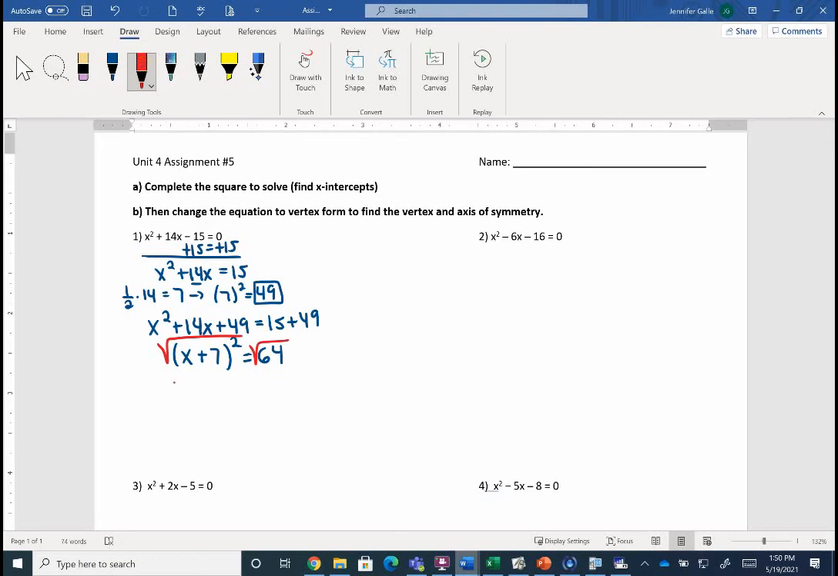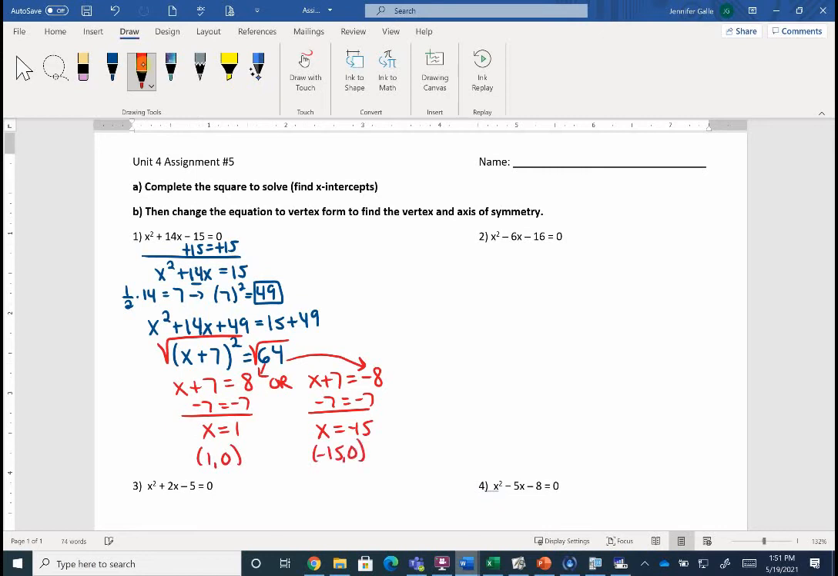So we have x plus 7. It could equal, the square root of 64 could be positive 8. Or x plus 7 could equal negative 8. Remember, the square root of 64 could be plus 8, or it could be minus 8. We just solve each equation. We get x equals 1, x equals negative 15. Those are the solutions to this equation. If we were to graph, these would also be our x-intercepts.